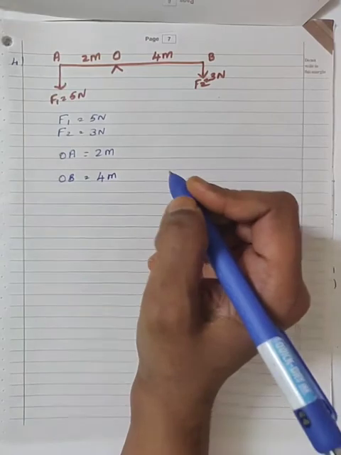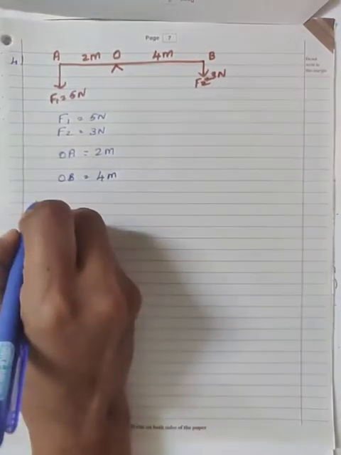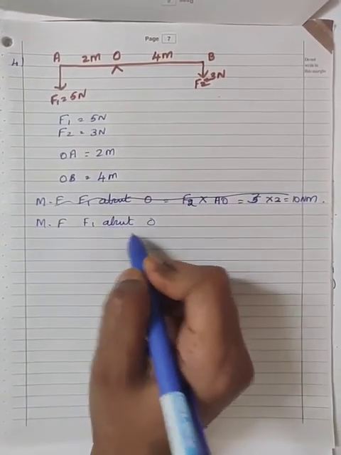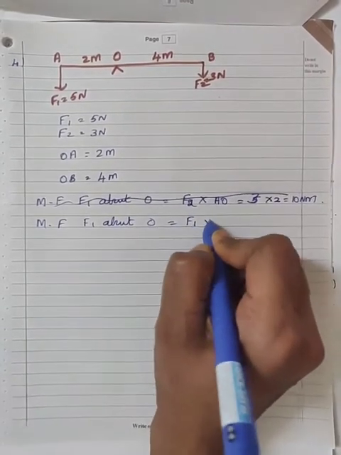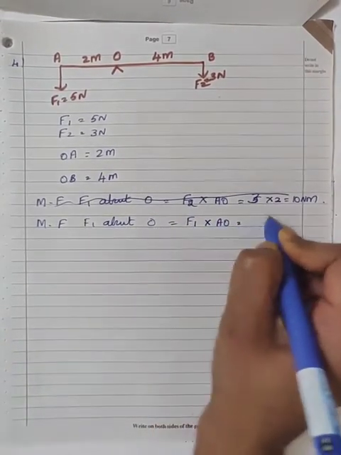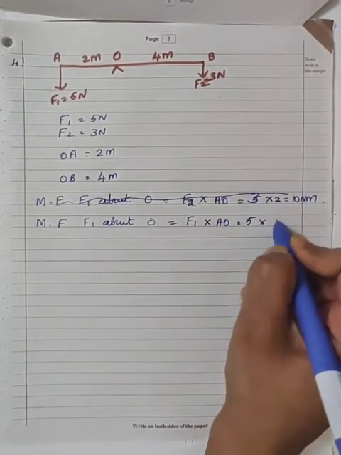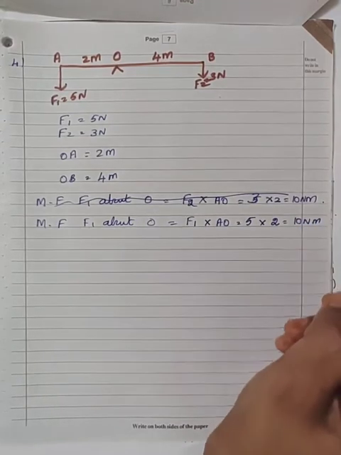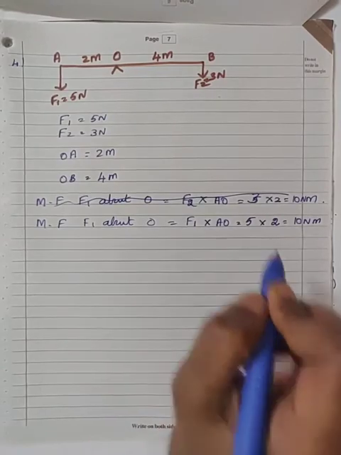Okay. Here you are asked to calculate moment of force F1 about O. So we write the moment of force F1 about O is equal to F1 into AO. F1 is given as 5 Newton and OA the distance is equal to 2 meter, which is equal to 10 Newton meter. Next question, you are asked to calculate moment of force F2 about O.